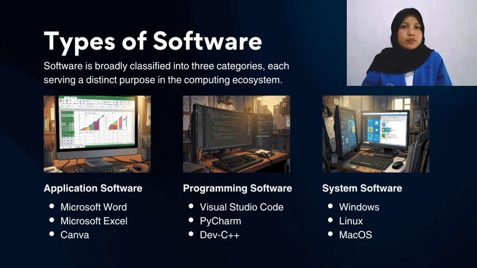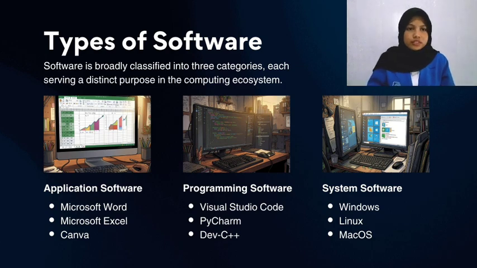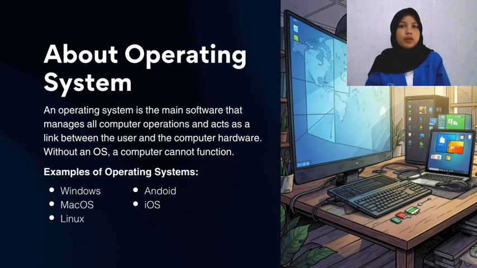3. System software. This is software used to manage and control computer devices. Examples include Windows, Linux, and Mac OS. Talking about system software, we come to the most vital component, the operating system. What is an operating system?